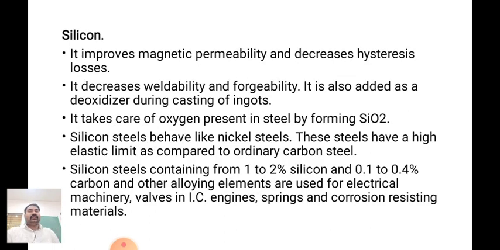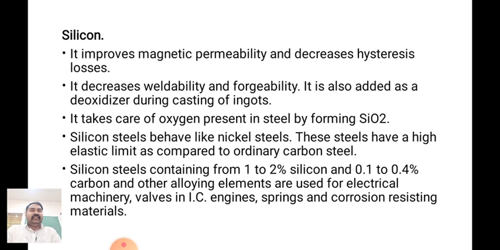Then the next alloying element is silicon. Silicon improves the magnetic permeability and decreases the hysteresis losses. Hysteresis losses is nothing but the errors in the instrument. You will study hysteresis losses in the measurement system in the 5th semester.